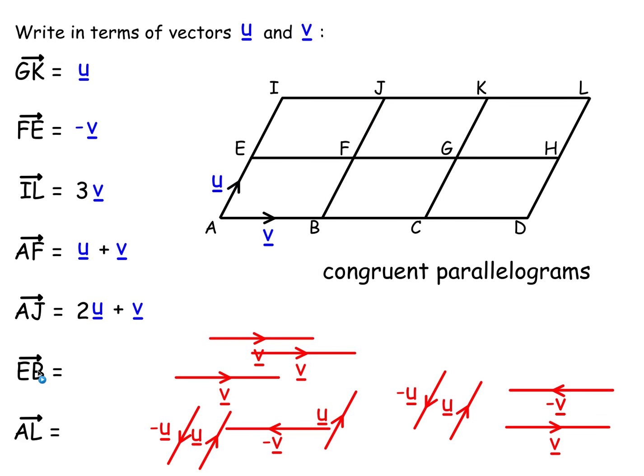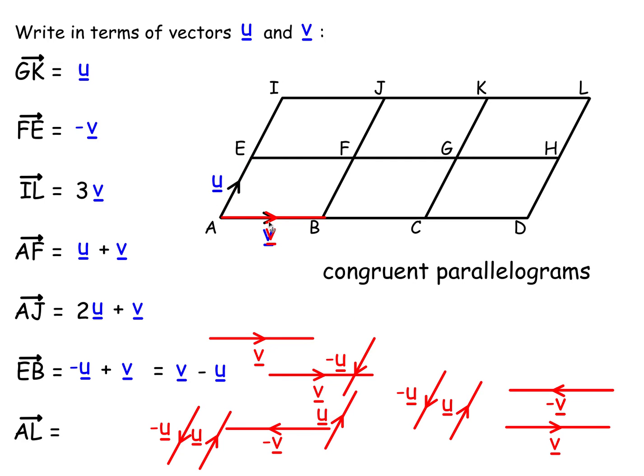Next one says EB. So I want to go from E to B. I can have vector V here, and then reverse the direction of U. That's negative U, and that's me going from E to B. V and negative U. Again, it wouldn't matter if I had negative U and added on V. So there's negative U plus V, but that's the same as V plus negative U, or V minus U would be the best way to write it.